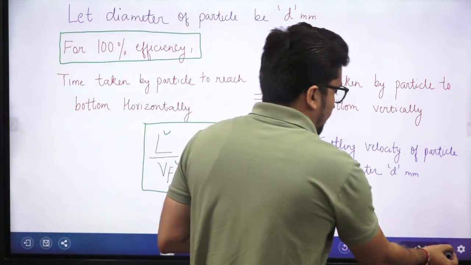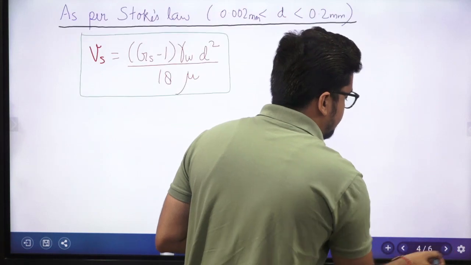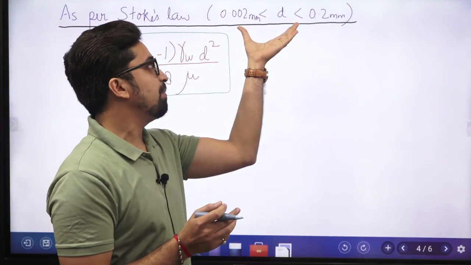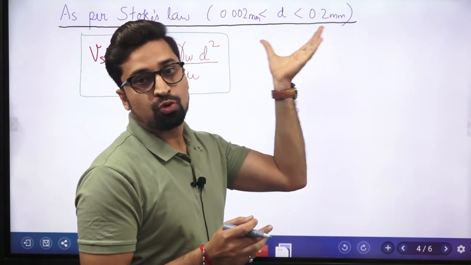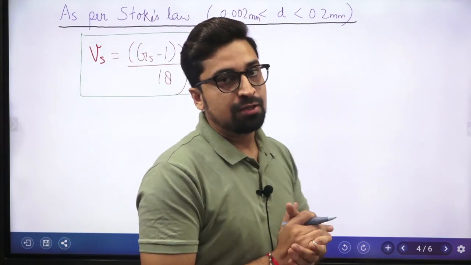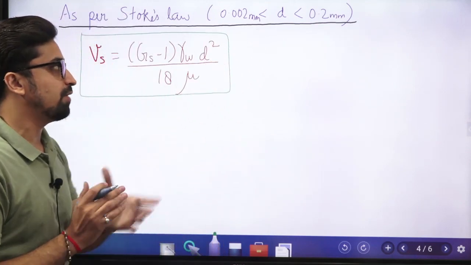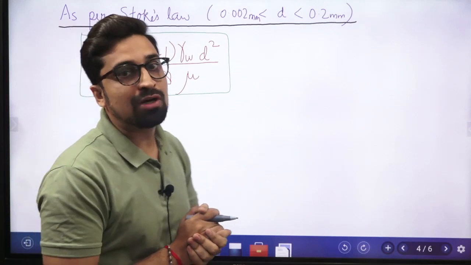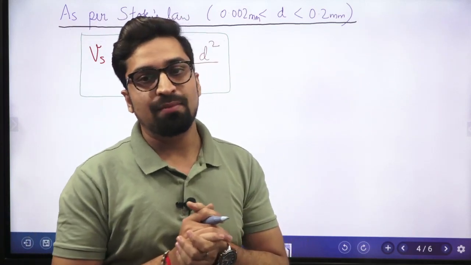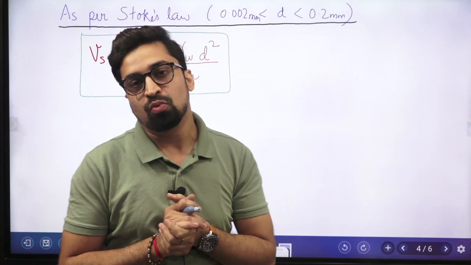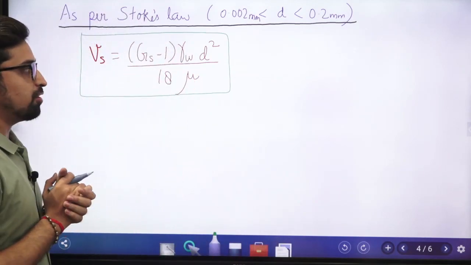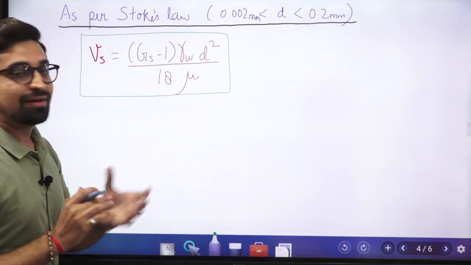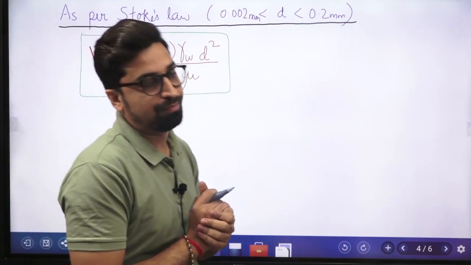Now, there was a scientist, Stokes, so there is a Stokes law which is valid for particles of diameter between 0.002 mm and 0.2 mm, right? This Stokes law is valid in this range, and it says that the settling velocity of a particle will be equal to (Gs minus 1) gamma w d square upon 18 mu, where gamma w is the unit weight of water, d is the diameter of the particle, and mu is the dynamic viscosity of the fluid, right?